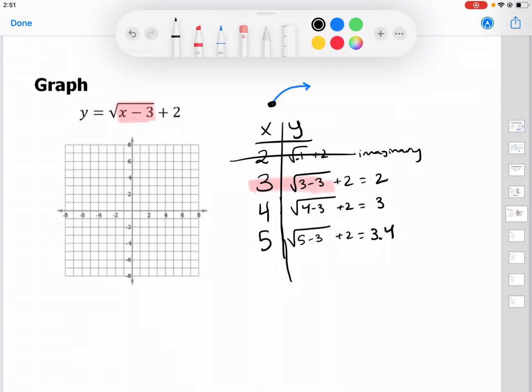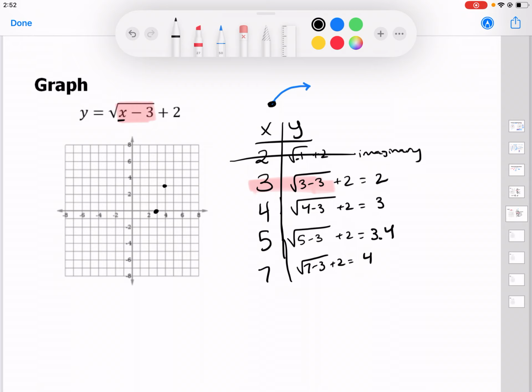Once again, if you wanted to be able to do it in your head, you just need to come up with an x value that after you subtract 3 you get a perfect square. So like 7, square root of 7 minus 3 is 4. Square root of 4 is 2, so 2 plus 2 is 4. So if you wanted something like that. So then you just plot them. So there's nothing actually super complicated about table method.